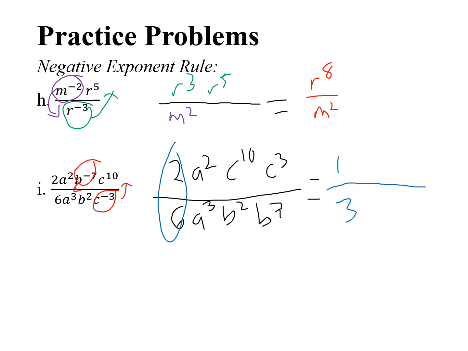Now when I simplify, that 2 over 6 can simplify to 1/3. A squared over a to the 3rd is 1a left in my denominator. My b's, well, I have b to the 7th times b to the 2nd, so that gives me b to the 9th. And I have my c's, c to the 10th and c to the 3rd in the numerator gives me c to the 13th.